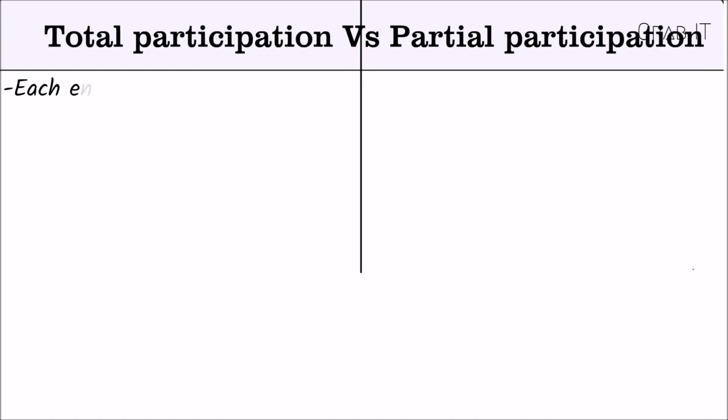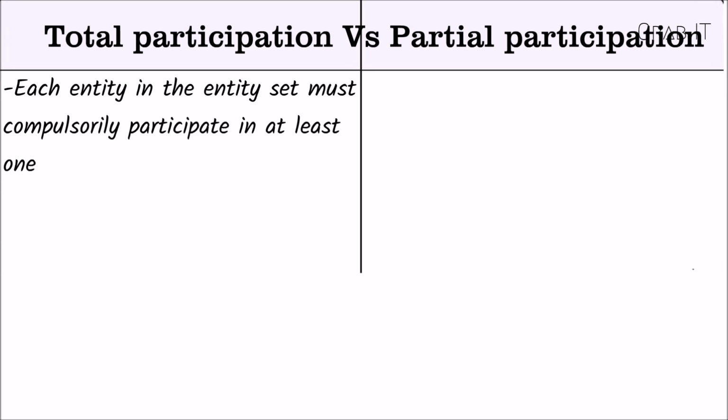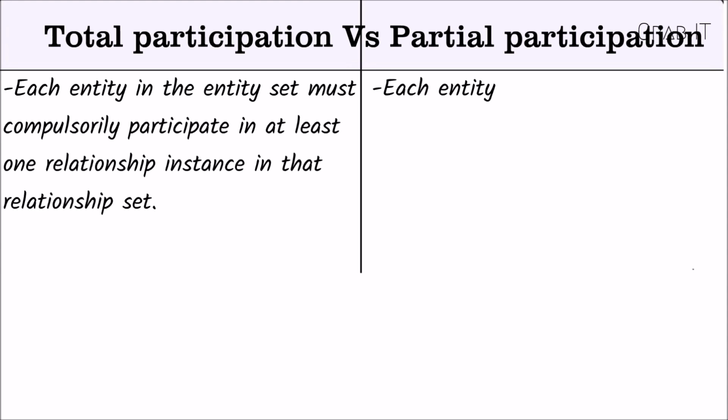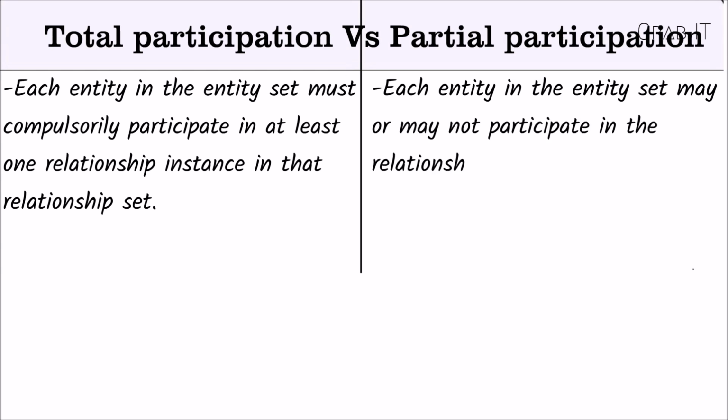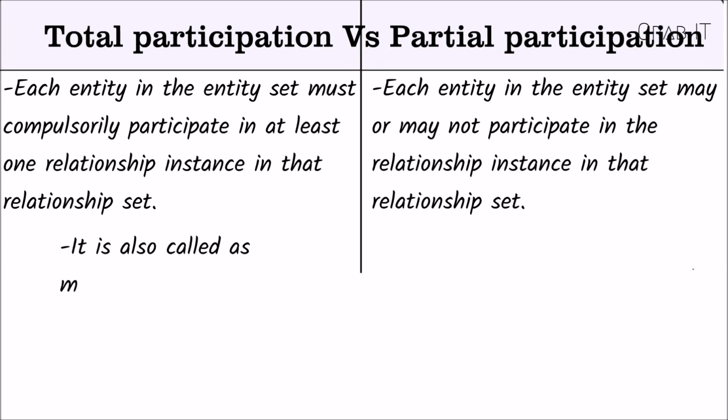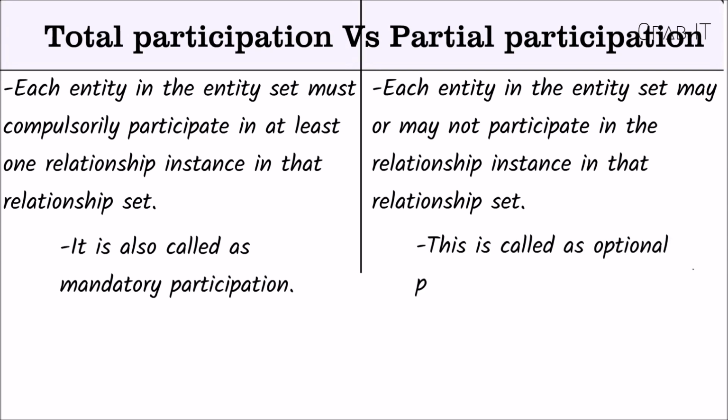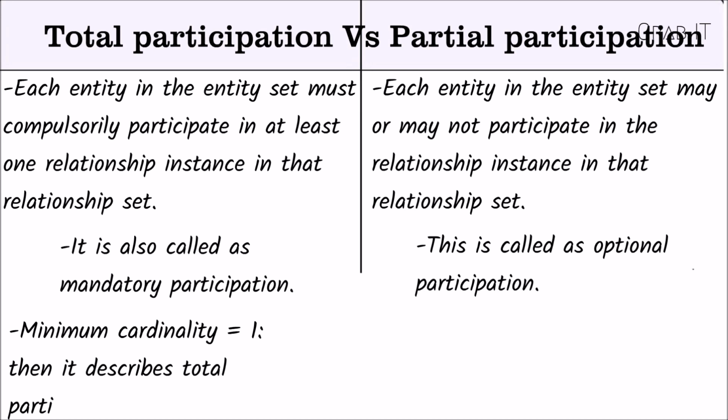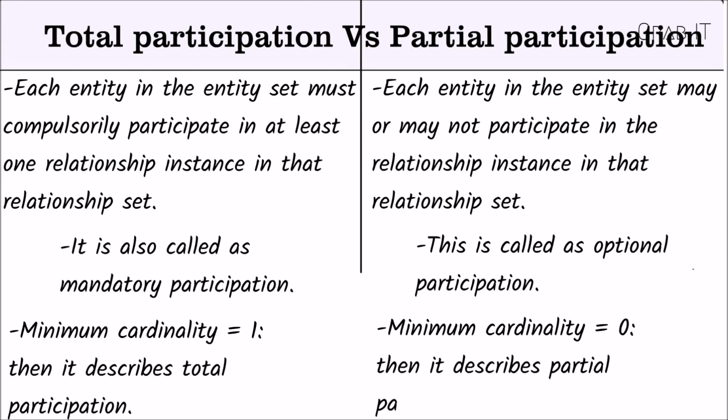Total participation: each entity in the entity set must compulsorily participate in at least one relationship instance in that relationship set. In partial participation, each entity in the entity set may or may not participate in the relationship instance in that relationship set. Total participation is called mandatory participation, and partial participation is called optional participation. If the minimum cardinality symbol is 1, it describes total participation. For partial participation, the minimum cardinality symbol is 0.